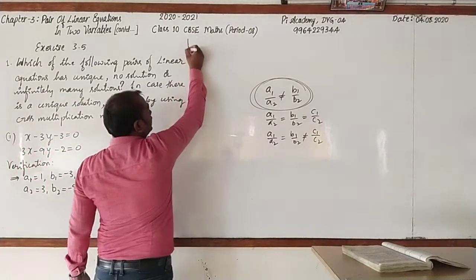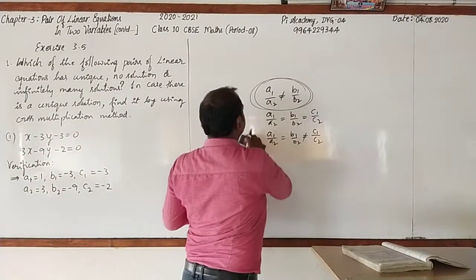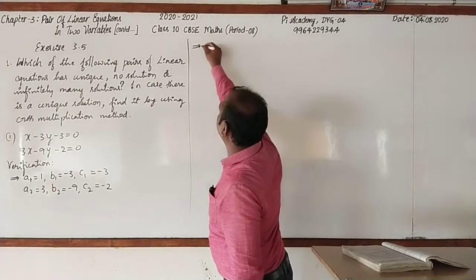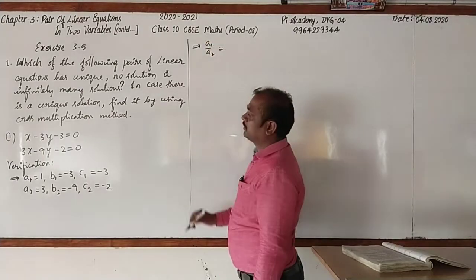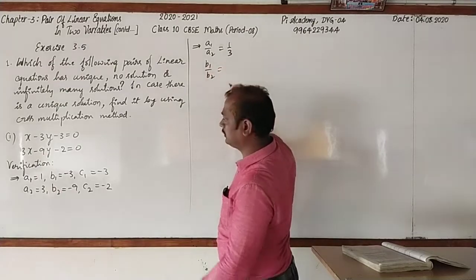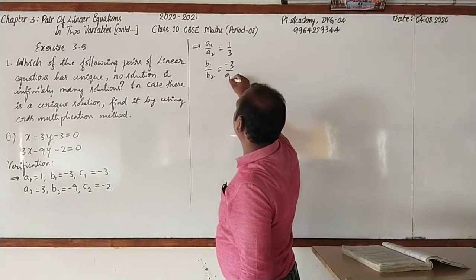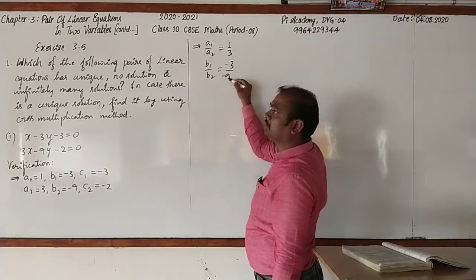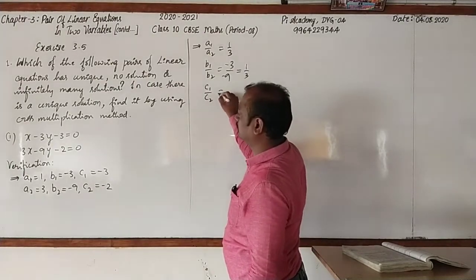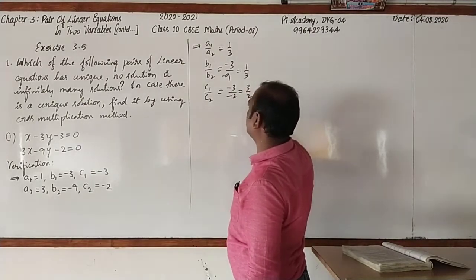Then to check whether they have a unique solution, we have to find all the three ratios. Let us find out. A1 by A2, what is that? It is 1 by 3. B1 by B2 is minus 3 by minus 9. Minus minus gets cancelled. Then 3 ones are 3, 3 threes are 9, so it is 1 by 3. Then C1 by C2 is minus 3 by minus 2. This can be written as 3 by 2.